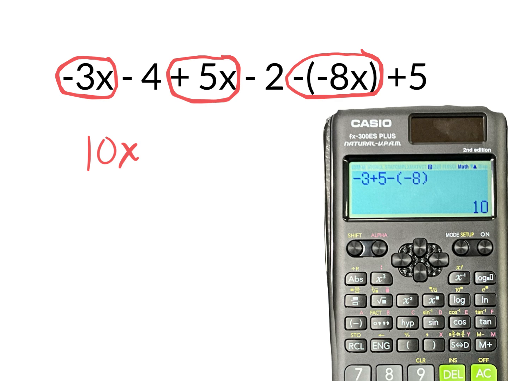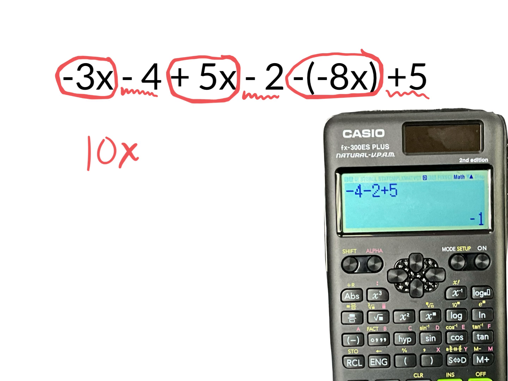Okay. And now we're going to move on to the numbers. And of course, we're not going to use the same circle to combine the numbers because then everything's going to be circled. So I'm going to switch to a different type of symbol, like a squiggly underline, negative 4 and negative 2 and positive 5. Now, you could do this in your head, but if you're struggling, you could use a calculator. And as you could see here, I typed in negative 4. I actually hit the minus sign accidentally, but it still works. Negative and minus, same thing.